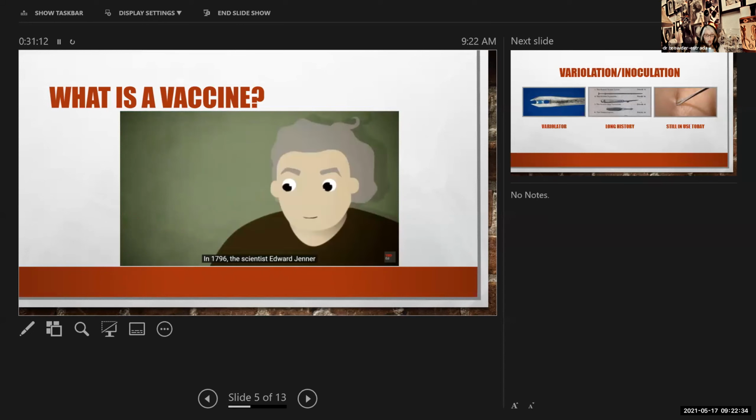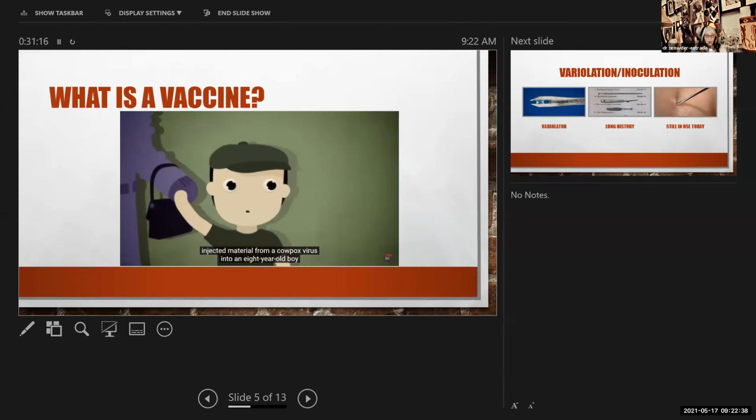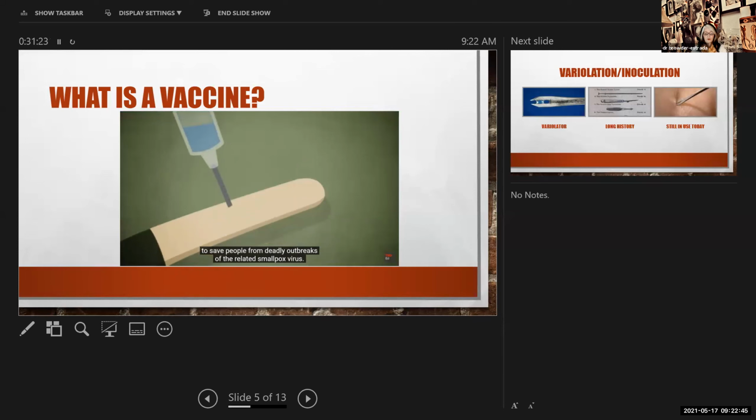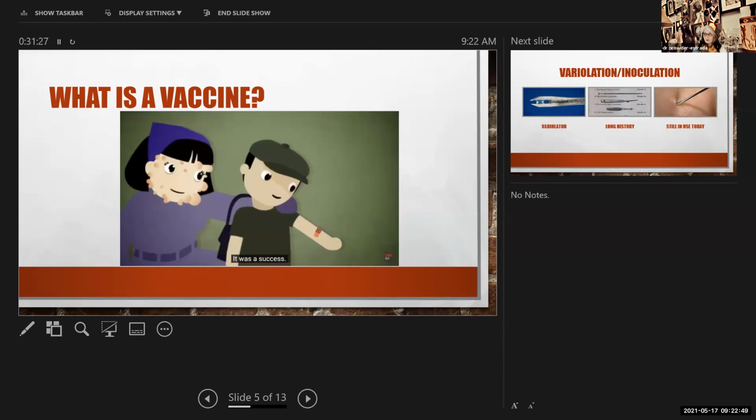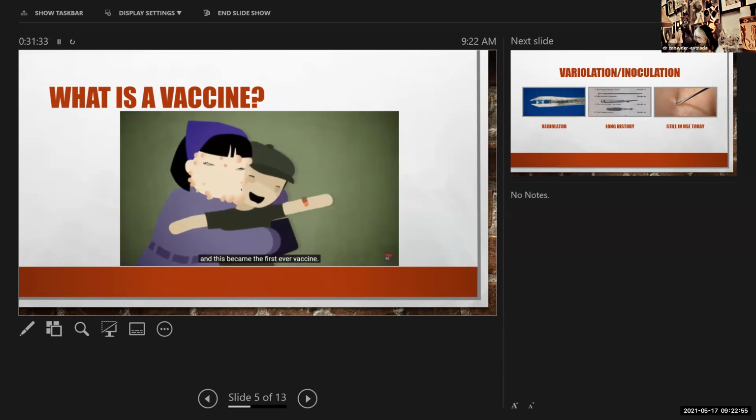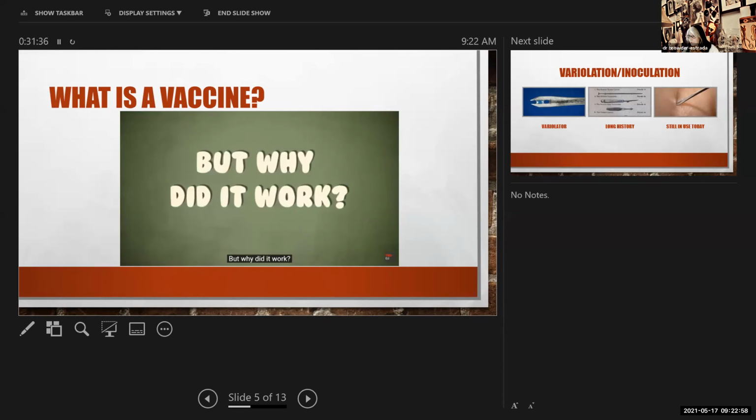In 1796, the scientist Edward Jenner injected material from a cowpox virus into an 8-year-old boy, with a hunch that this would provide the protection needed to save people from deadly outbreaks of the related smallpox virus. It was a success. The 8-year-old was inoculated against the disease, and this became the first ever vaccine. But why did it work?